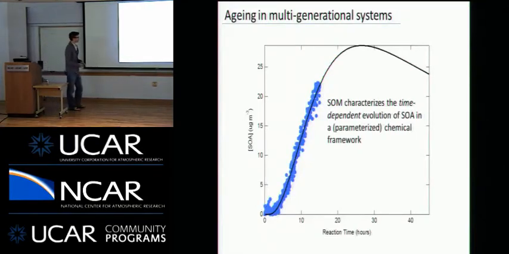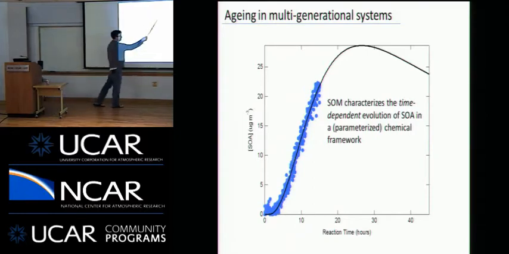One of the nice things we can also do is that the SOM, because it has this multi-generational aspect to it, is really good for thinking about the time-dependent evolution of SOA. We can do this in a somewhat chemical framework. So we can do things like extrapolate out to longer times in a way that you can't easily do with just a 2-product model where your products are no longer reactive.